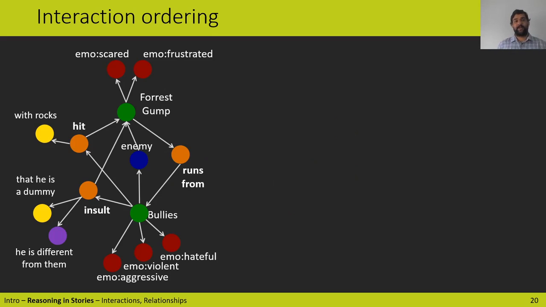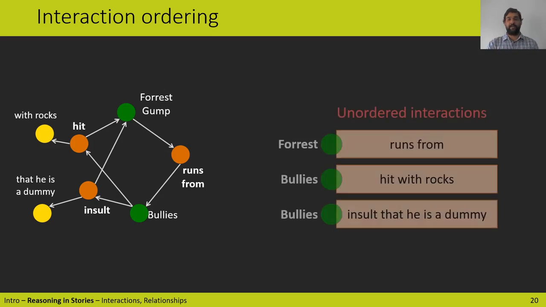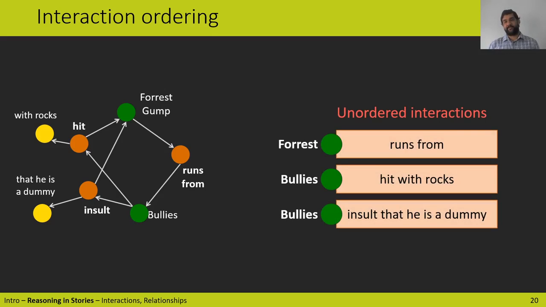Another aspect that we looked at was something called interaction ordering. The idea was to mainly look at interactions between a pair of characters, removing all the other pieces of information, and then say that if Forrest runs from the bullies, bullies hit Forrest with rocks, and bullies insult that he's dumb. These are a bunch of interactions that happen in this clip.